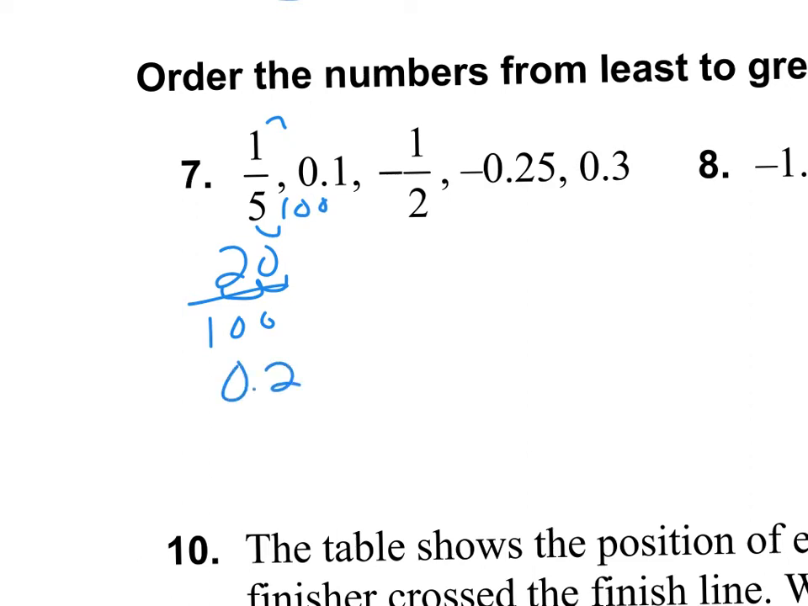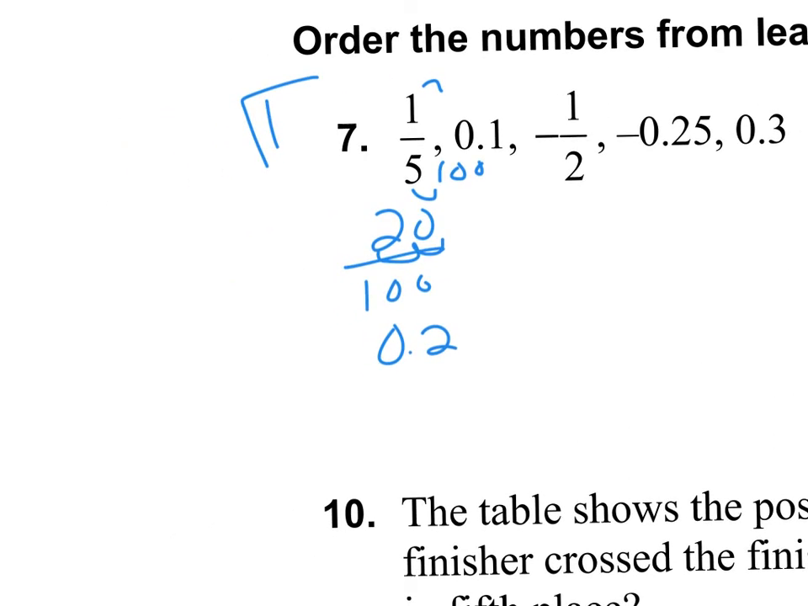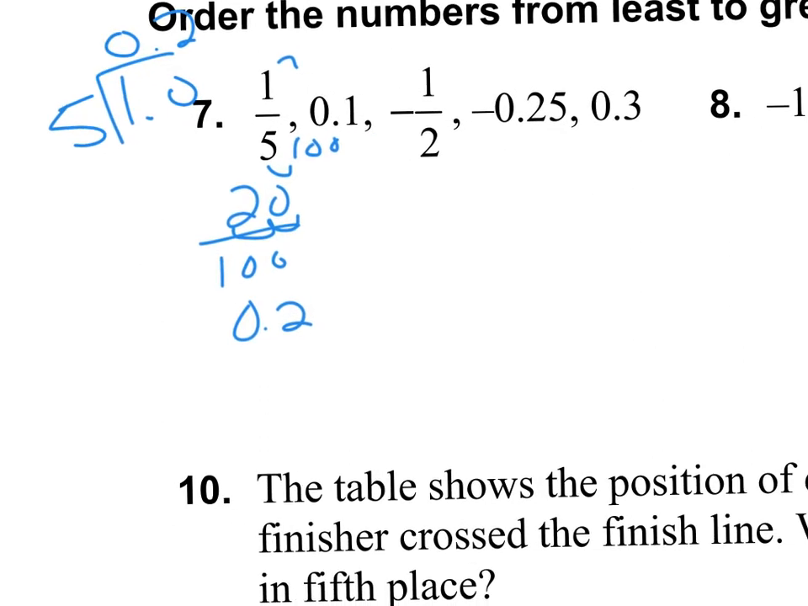If you don't like that method, you can take the numerator and divide it by the denominator, right? 5 goes in 0 times, add a decimal, add a 0. 5 goes into 10, 2. You get 0.2. Okay, so then I have that.